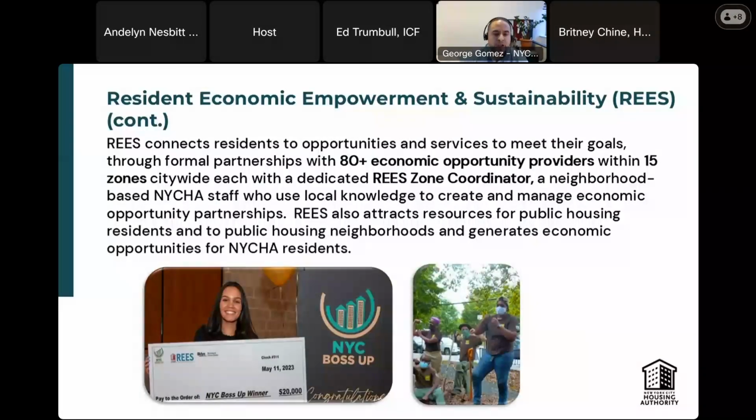So REASE operates through a zone model in which we connect residents to opportunities and services through formal partnerships, which currently sits with about 80 plus economic opportunity providers within 15 zones citywide. Each zone generally has a dedicated REASE zone coordinator, or ZC for short. And to put this into the community context, our ZCs are really the neighborhood-based NYCHA staff, or the boots on the ground that support and manage the partnerships and ultimately connect with residents at the community level. Next slide, please.